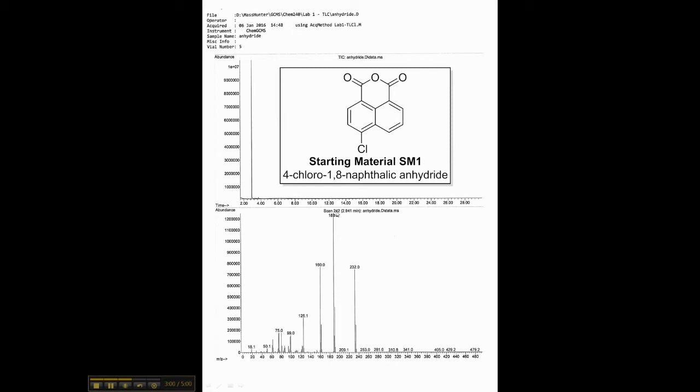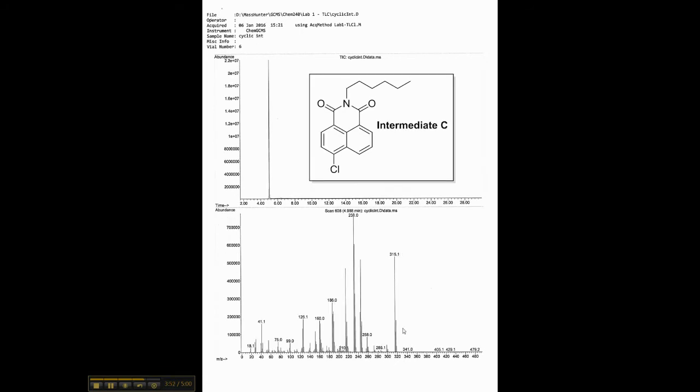So you'll notice that this 188 line also has a corresponding 190 line. This 160 line has a corresponding 162 line. By the time you get to the 125 fragment, whatever has fallen off this molecule includes the chlorine. The chlorine is gone in here, whereas the chlorine is present in the molecular ion fragments and these fragments as well. The message for starting material 1 really is that there are two main fragments corresponding to the molecular ion itself. 232 is the 35 chlorine, 234 is the 37 chlorine. And the presence of both of those says that you have the right molecular ion, the right mass of starting material 1 present.